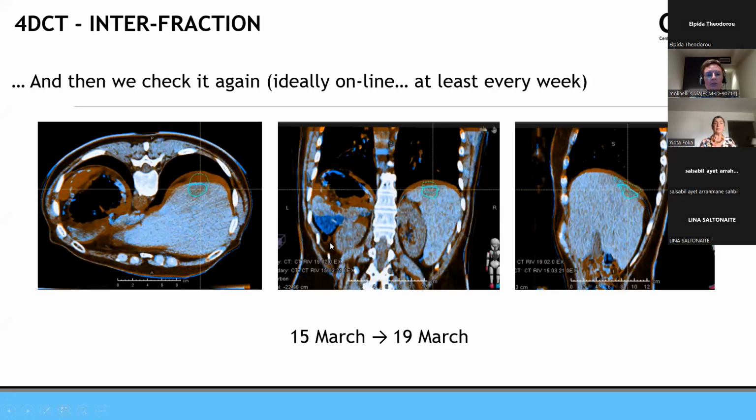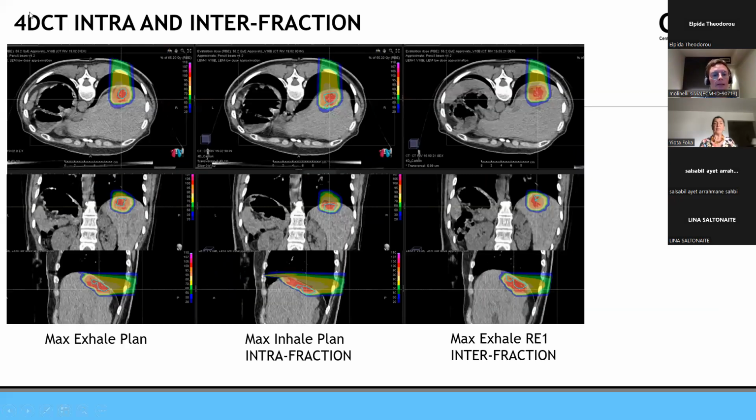This is an example of a patient who had the planning CT on the 15th of March, and then after 4 days we did a reevaluation CT, and the tumor was in a completely different position. Those two are maximum exhale phases from the 2 days, registered. So this is the same breathing phase. I just did an exercise. This is the plan as it was calculated, and here is the recalculation on the maximum inhale of the same CT.